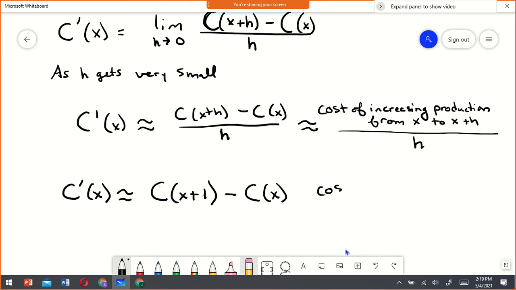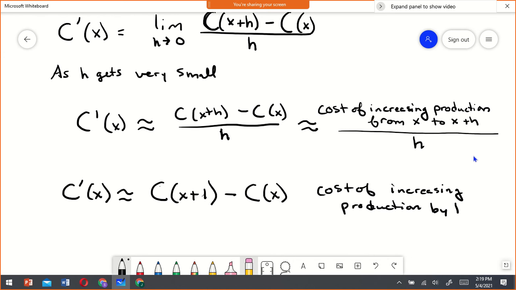So that's the cost of increasing production by 1. So just increasing 1 more calculator, 1 more television, whatever it is that you're producing. So that's our general concept. And we'll see a very similar way of describing what the marginal revenue is like. But let's just work with cost for now.